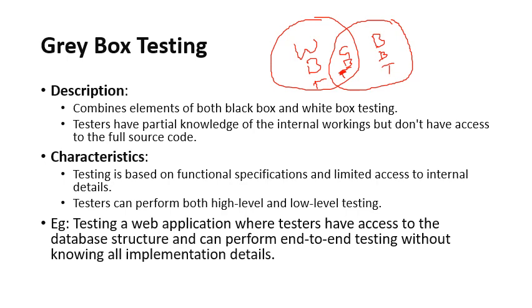In gray box testing, the person should have both programming knowledge and functional knowledge, a little bit of each. When he has both kinds of knowledge, he can test. It is a combination of both black box and white box testing, where we have partial knowledge of both. The characteristics are that you can perform high level and low level testing.